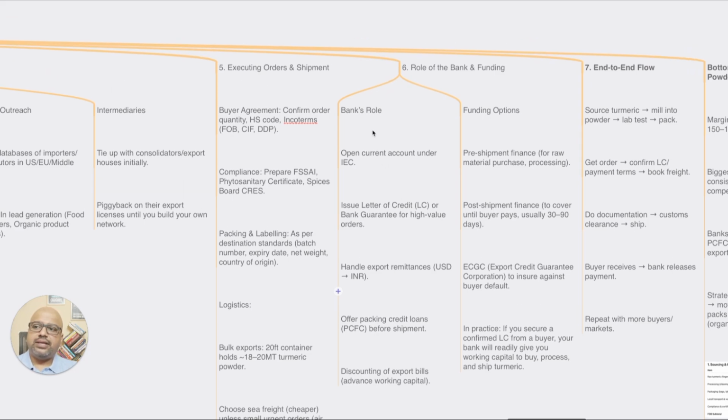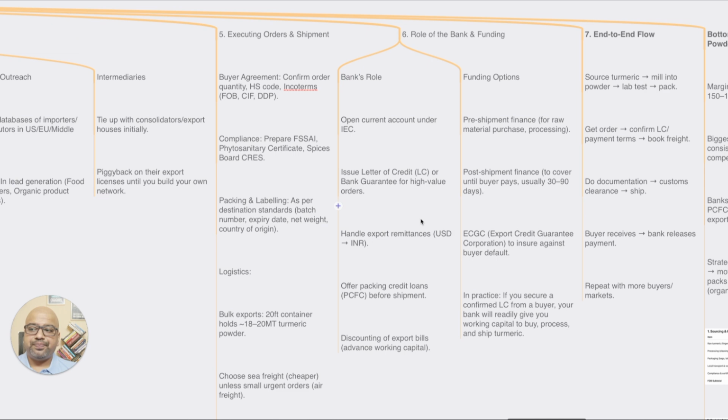Okay, then comes the banking role. What does the bank have to do with it? One is you need to open a bank account with an IEC. Then comes the letter of credit. If you are dealing in letters of credit or LC transactions, or if you are getting bank payments in advance, then normally you don't need to worry about this. But if you are not getting advance payments, then you need to go for an LC or a bank guarantee for a higher value.